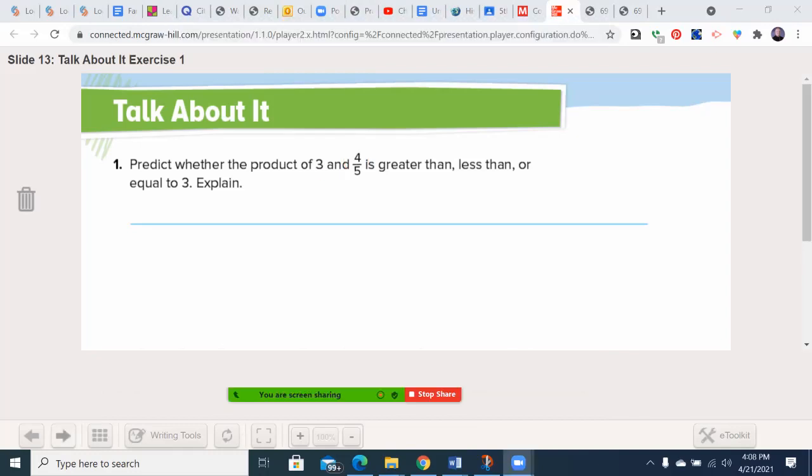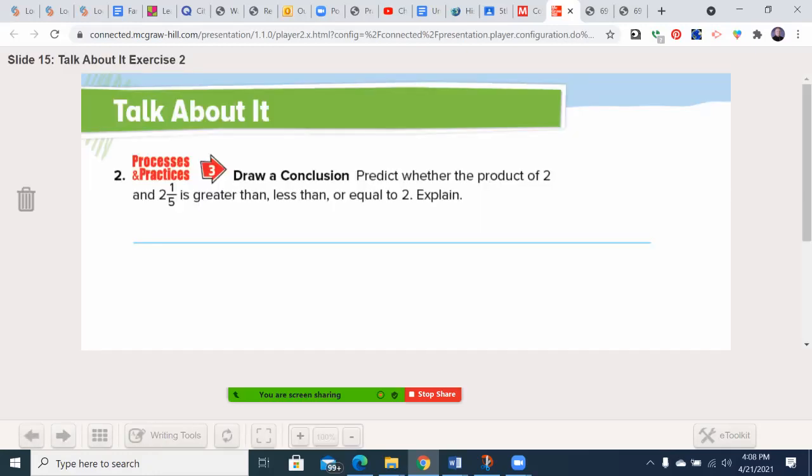I'm not going to ask you to write that in. And if you multiplied it out, 4/5 is less than 1. Well, you don't have to multiply it out. With the explanation, I probably would have written: multiplying by a fraction less than 1 makes the product less than the whole number, but that works too if you want to use that.